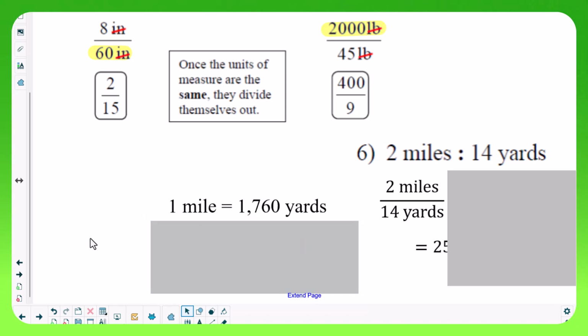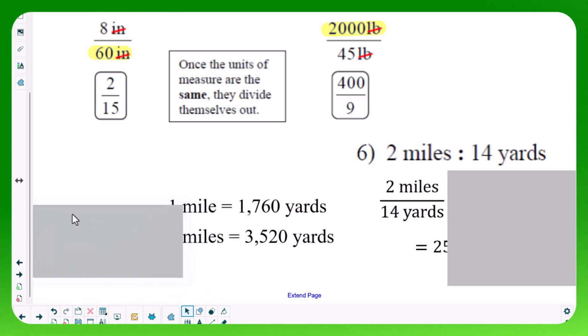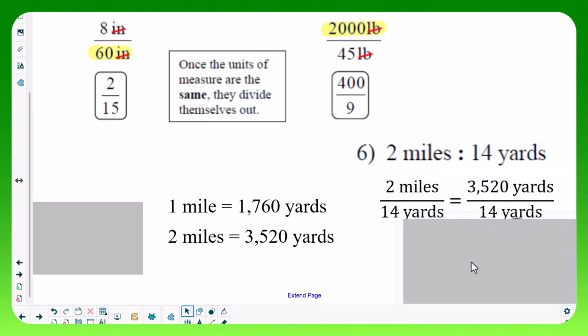Again, you don't have to memorize that. It's on the back of the first page. So in order to figure out how many yards are in 2 miles, just double the 1,760. That will be 3,520 yards. So at this point, let me not show you the answer. I am going to replace the 2 miles with 3,520 yards. You can see that we've replaced that, since those are equivalent or equal. Now that we have the same units of measure, though, we can cross those units of measure out.